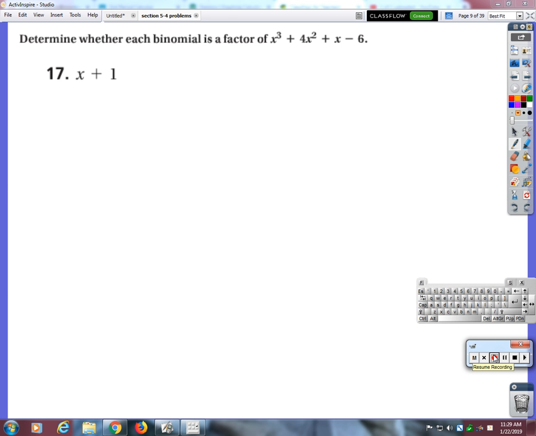You there in the back of the room, Ashlyn, it says determine whether each binomial is a factor of all that. Yes. That means divide it and say if it goes in there evenly, if the remainder is 0, then it is a factor. If there's a remainder, then it's not a factor. Okay, do you want me to go through that with you, or can you take it from there? Good little review since I haven't seen you guys for a while.